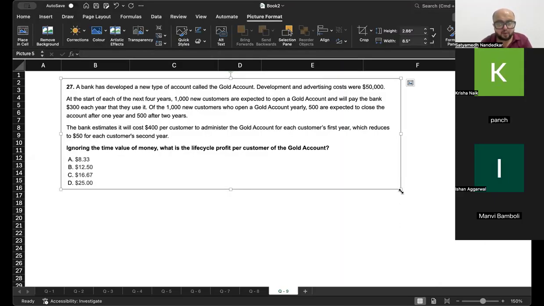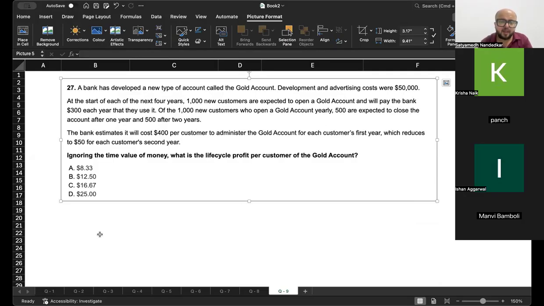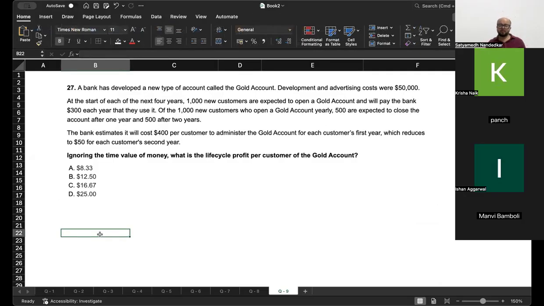Now, this is a numerical one. Let's see. A bank has developed a new type of account called the gold account. Development and advertising costs were 50,000. At the start of each of the next 4 years, 1,000 new customers are expected to open a gold account and will pay the bank 300 each year that they use it. Of the 1,000 new customers who open a gold account yearly, 500 are expected to close the account after 1 year and 500 after 2 years.